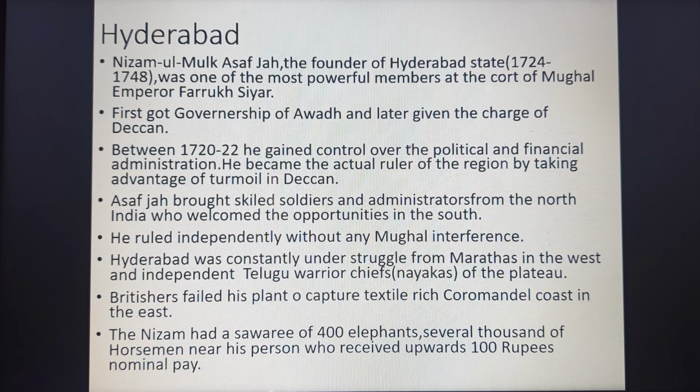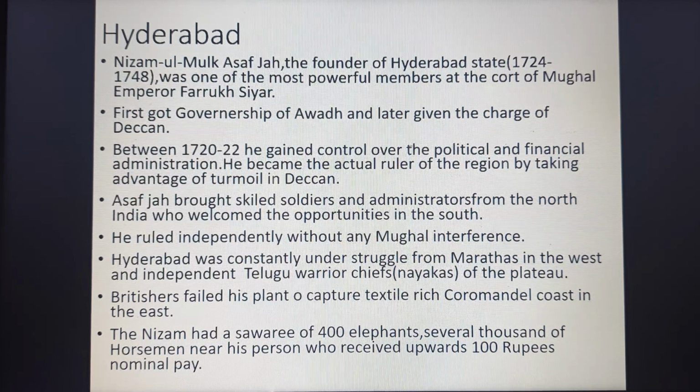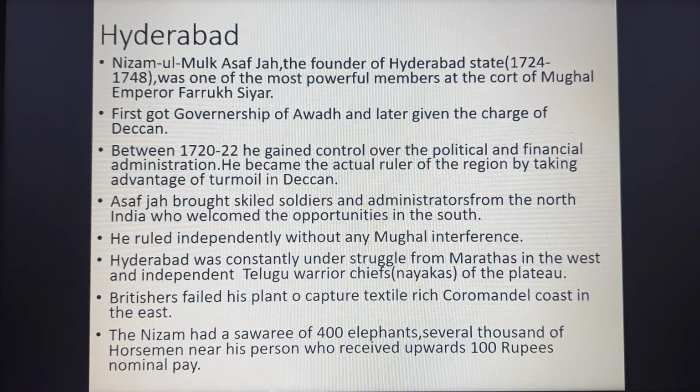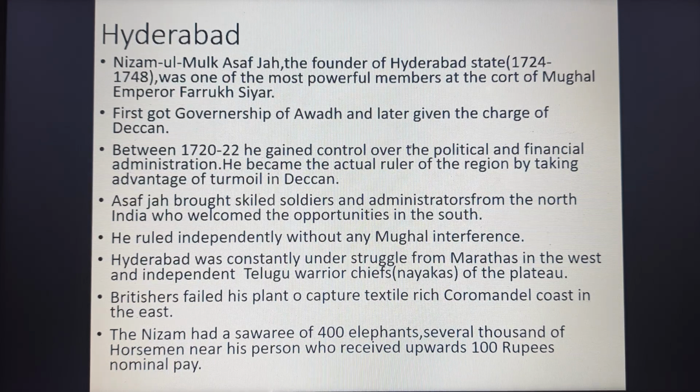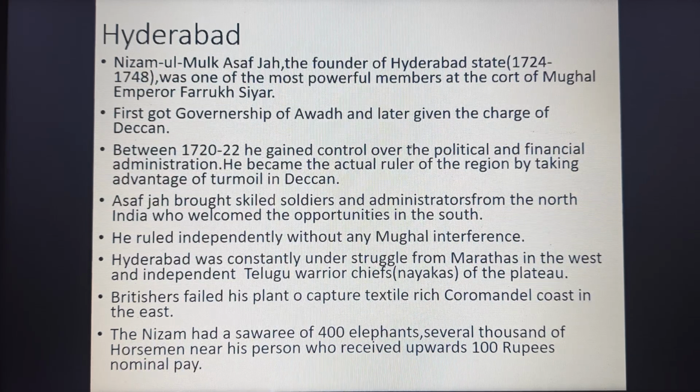The Nizam had a savari of 400 elephants and several thousand horsemen near his person, who received upwards of 100 rupees nominal pay. So at that time, in the 17th century, imagine someone giving 100 rupees as salary. Here 1 rupee means a silver coin, which, if you go to buy it in the present day, will cost approximately 4,000 to 5,000 rupees. So you can imagine what 100 rupees meant then. And 400 elephants, when a Nizam is moving out, 400 elephants are behind him, and thousands of persons on horses are behind him. So that was the power of the Nizam at that time.